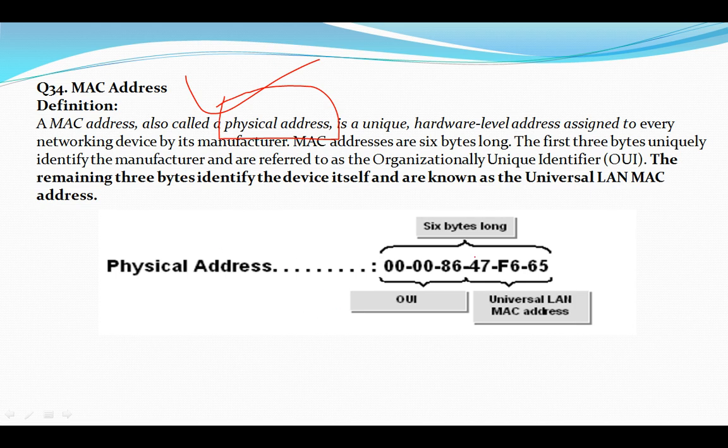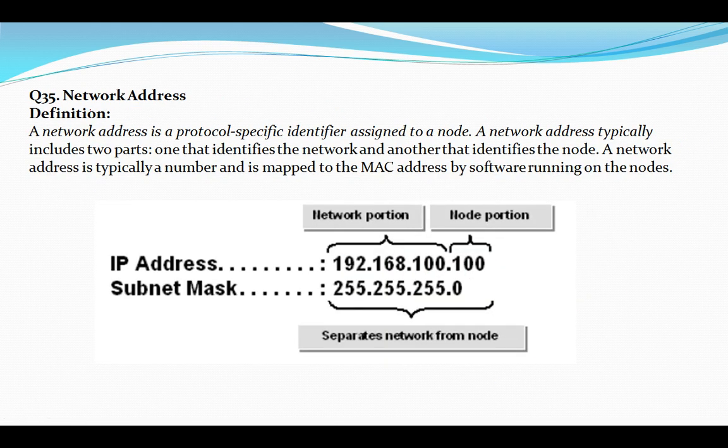So if we talk about this MAC address here, the first three bytes, consider them as bytes, are the OUI, organizational unique identifier. The remaining 3 bytes, this is 3 and this is 3, identify the device itself and are known as the universal LAN MAC address. These are the last three.